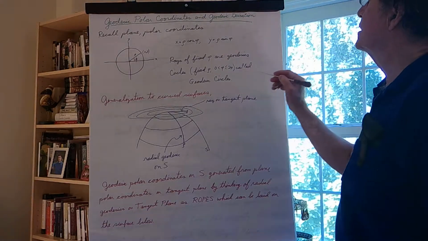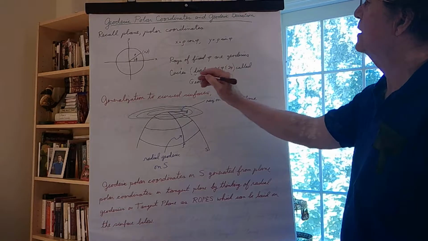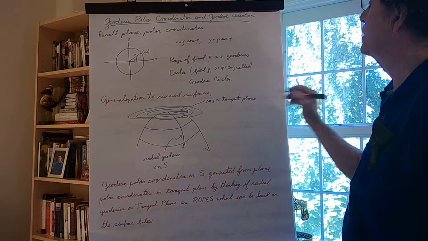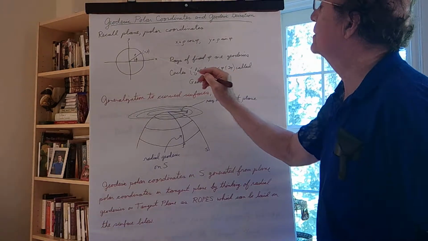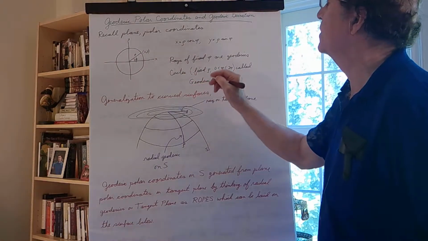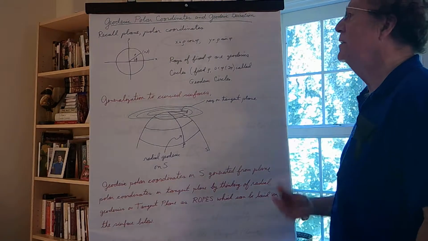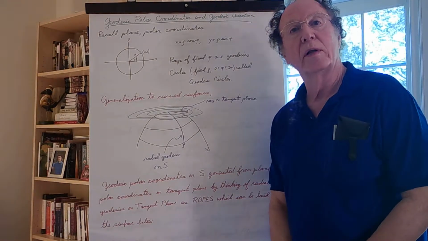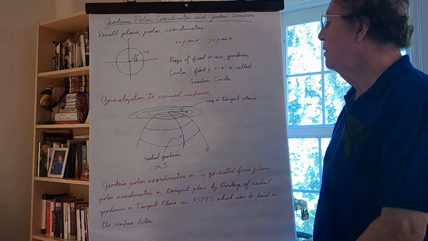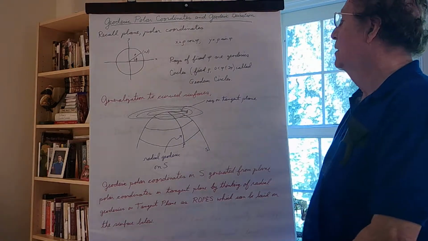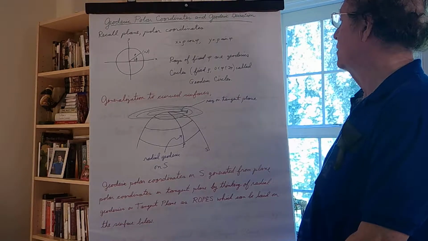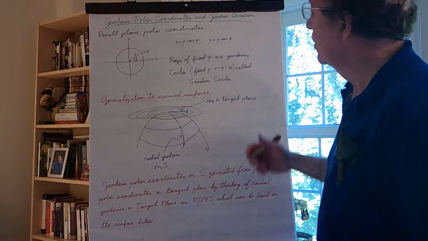Okay, the rays of fixed phi are geodesics, straight lines out of the origin, and then the circles are called geodesic circles, right? These circles around here. So that's how I label my points. And of course, for lots of problems, the polar coordinates are very handy indeed. And so we want to have a generalization to curved surfaces where the curvature is arbitrary. Okay. So how do I do that?